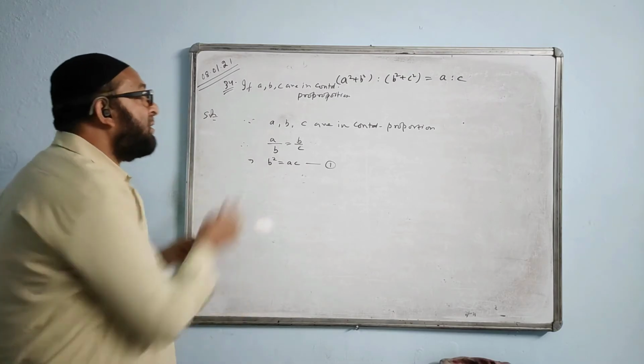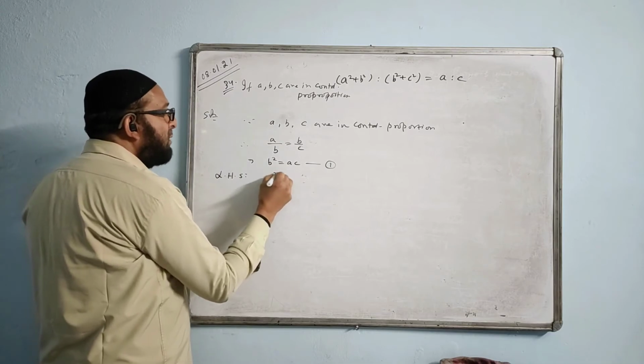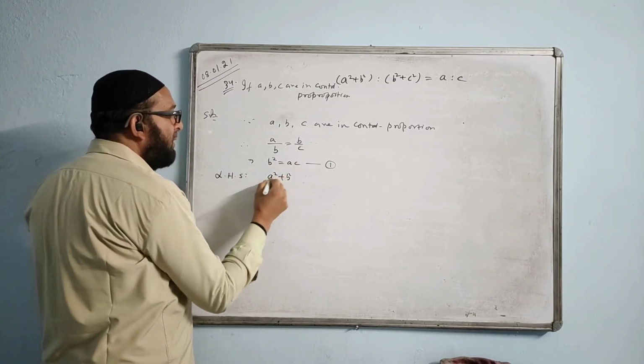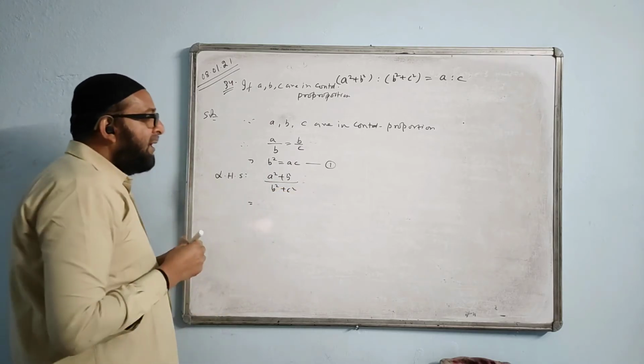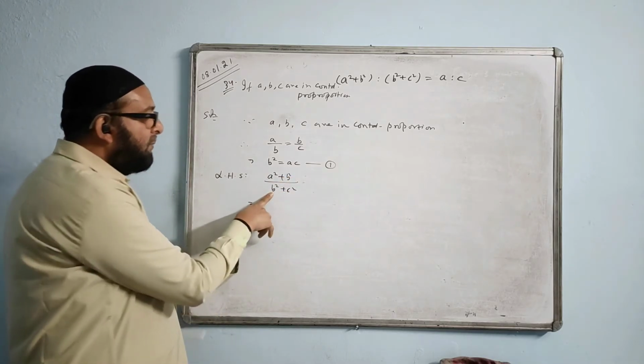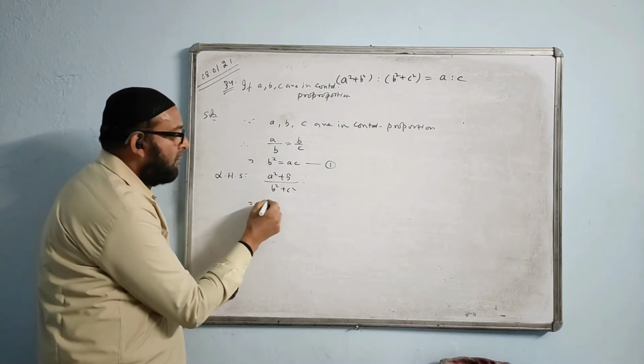Let us take the LHS of the question, the left hand side. Left hand side of the question is A square plus B square divided by B square plus C square. Here we see B square coming, here also we see B square coming. We put the value of B square in the numerator and also the denominator.